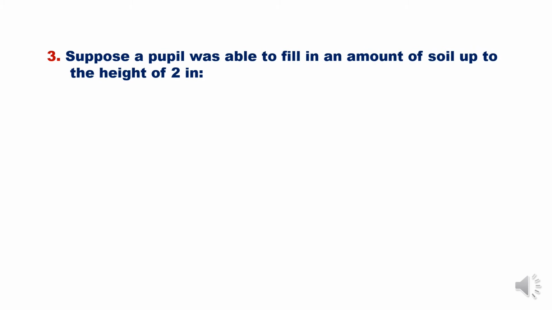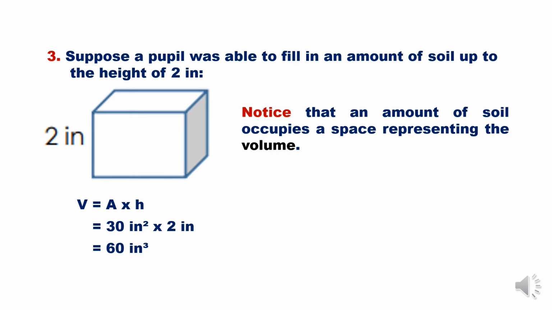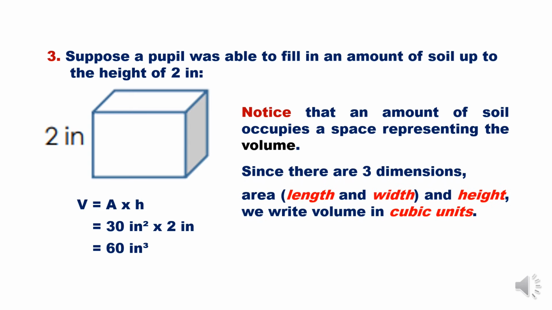Third, suppose a pupil was able to fill in an amount of soil up to the height of 2 inches. Therefore, volume equals area times height. The area is 30 square inches times 2 inches equals 60 cubic inches. You will notice that an amount of soil occupies a space representing the volume. Since there are 3 dimensions, area, length and width, and height, we write volume in cubic units.